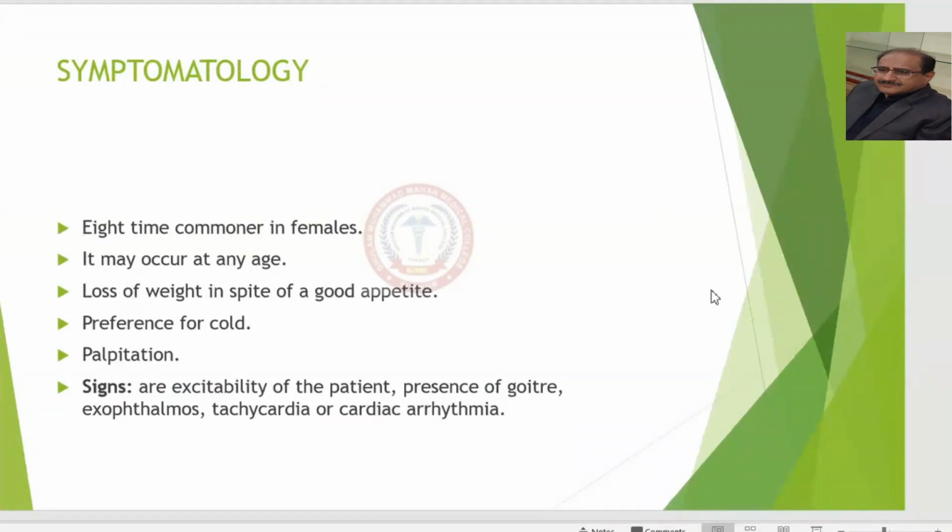These are the symptoms. As thyroid goiter is more common in females, thyrotoxicosis also occurs more commonly in females. It is 8 times commoner in females. It may occur at any age. Loss of weight is there in spite of a good appetite. Because the metabolic hormones are increased in concentration, BMR is raised, so appetite is good, but there is a loss of weight. Preference for cold: the patient prefers cold, but not heat. There is palpitation, excitability of the patient, presence of goiter, exophthalmos, tachycardia, or cardiac arrhythmia.